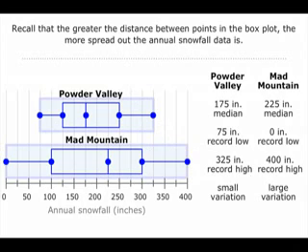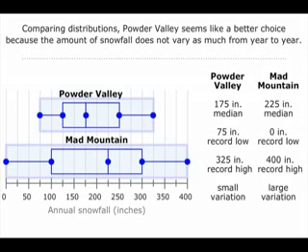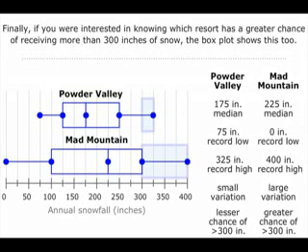Recall that the greater the distance between points in the box plot, the more spread out the annual snowfall data is. Comparing distributions, Powder Valley seems like a better choice because the amount of snowfall does not vary as much from year to year. Finally, if you are interested in knowing which resort has a greater chance of receiving more than 300 inches of snow, the box plot shows this too.